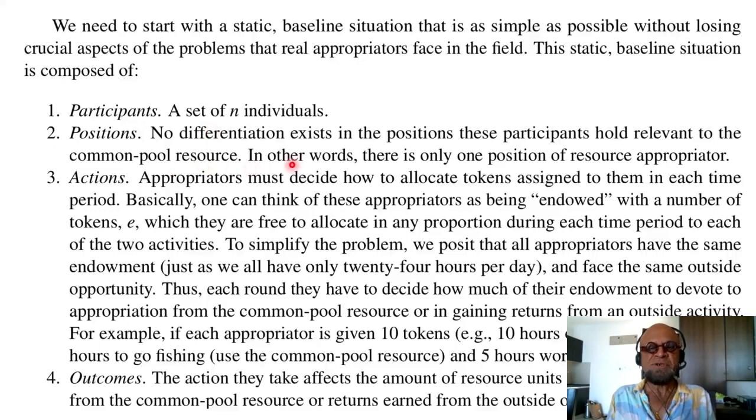Positions, no differentiation exists in the positions of these participants. You know how you emphasize makes a difference. No differentiation exists in the positions these participants hold relevant to the common pool resource. In other words, there is only one position of resource appropriator. So each one has one position. It's not dynamic, it's static in that sense.